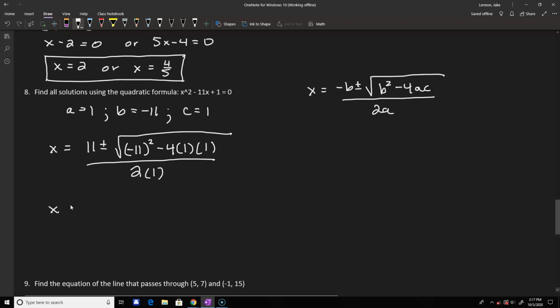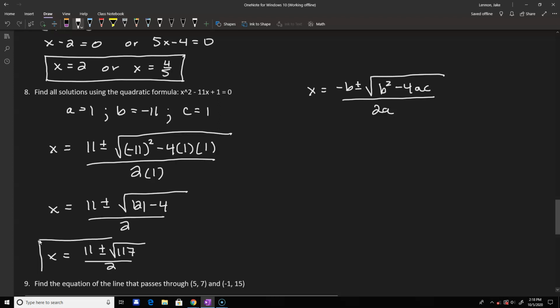And then we simplify. So x is 11 plus or minus the square root of 121 minus 4, over 2. And then this is the end right here: 11 plus or minus the square root of 117 over 2. And that is that. Those are the two answers using the quadratic formula.